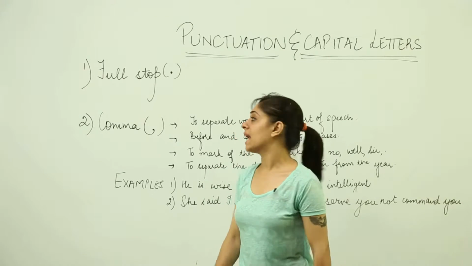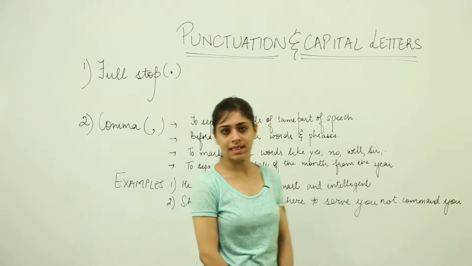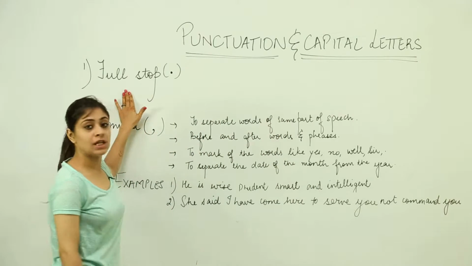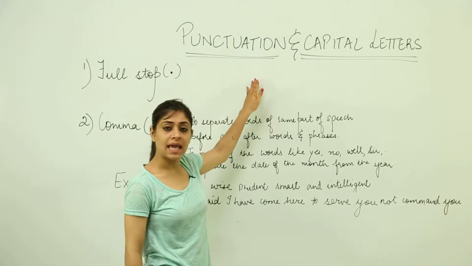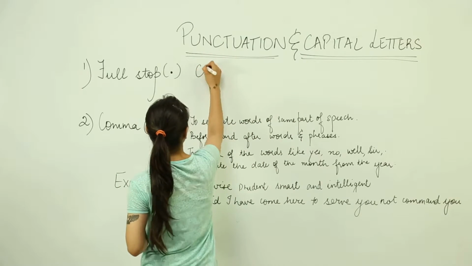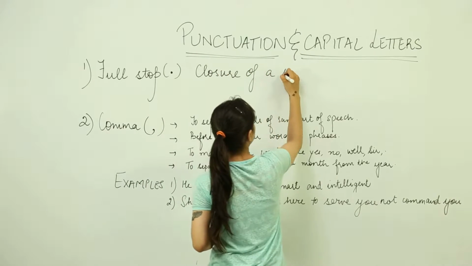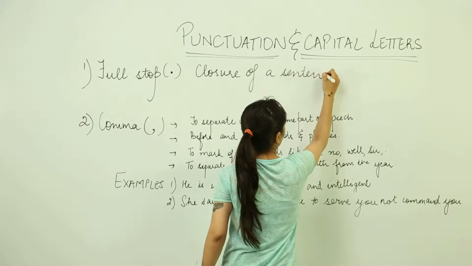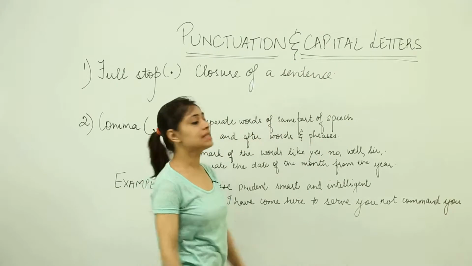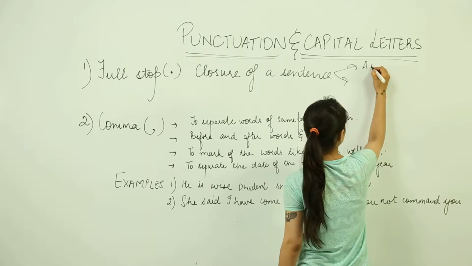Today we will understand how we are going to use full stop and comma as punctuation marks in sentences. For full stop, we need to understand that it indicates the closure of a sentence. Let's put that down. Closure of a sentence. But in general cases, it is the declarative or the assertive sentences.